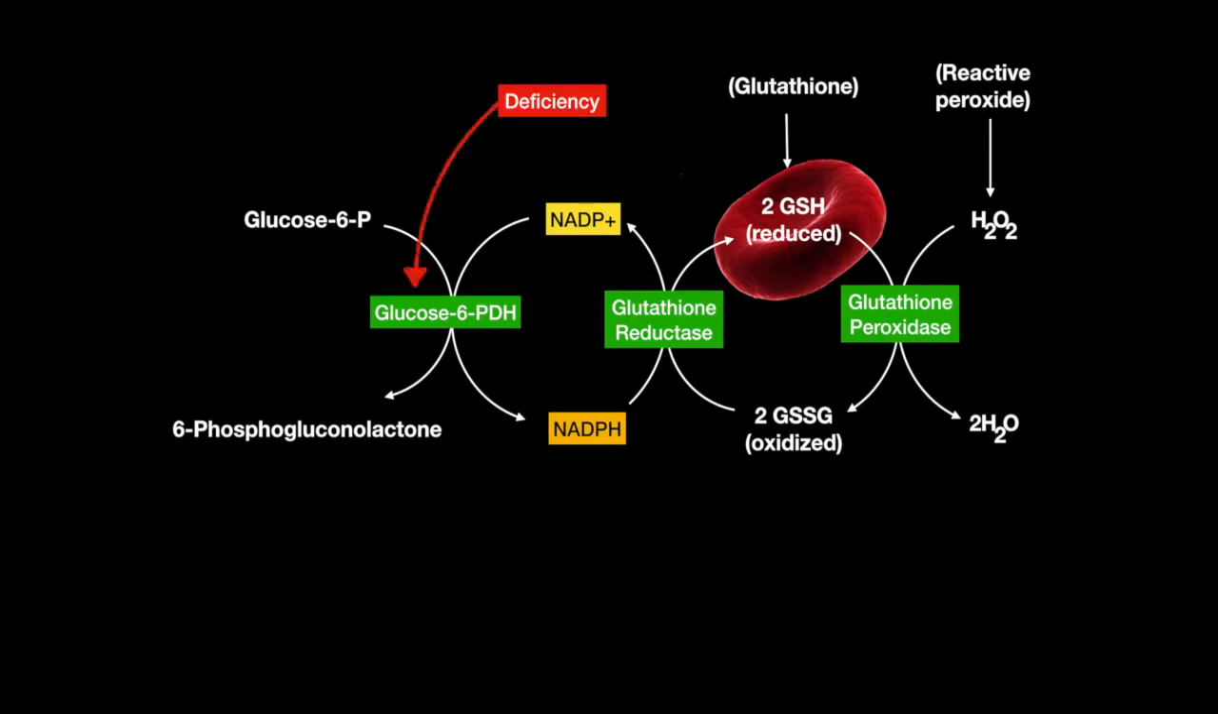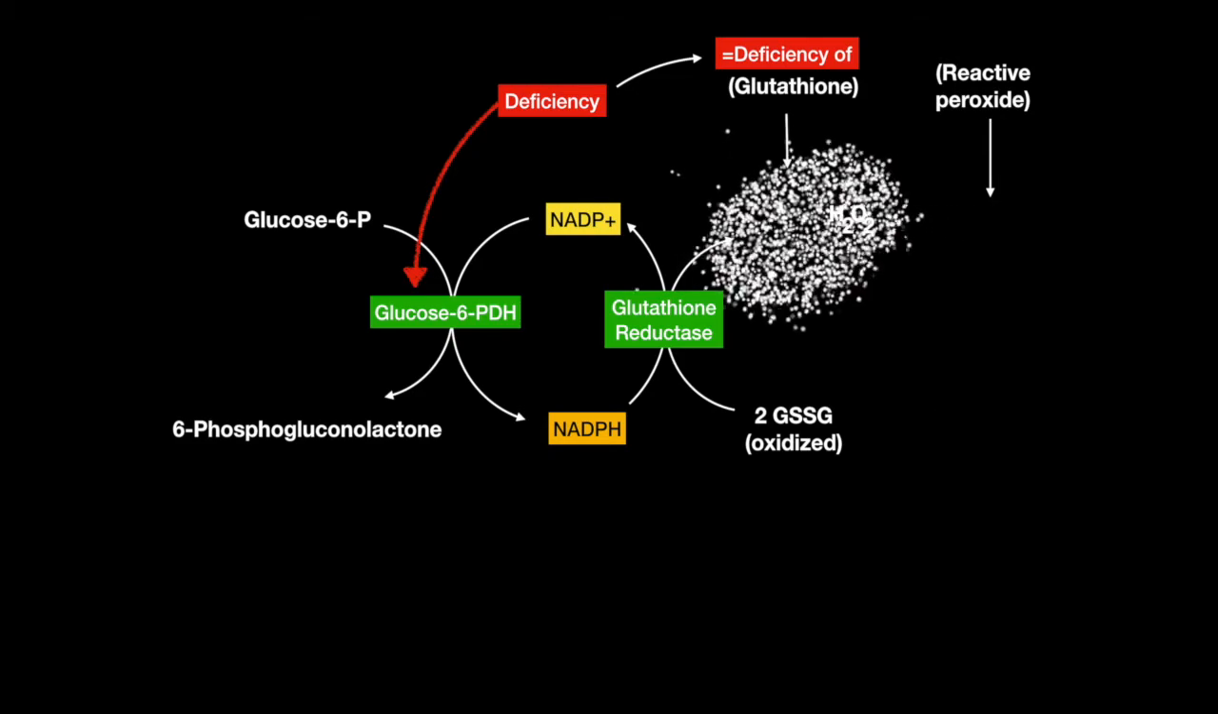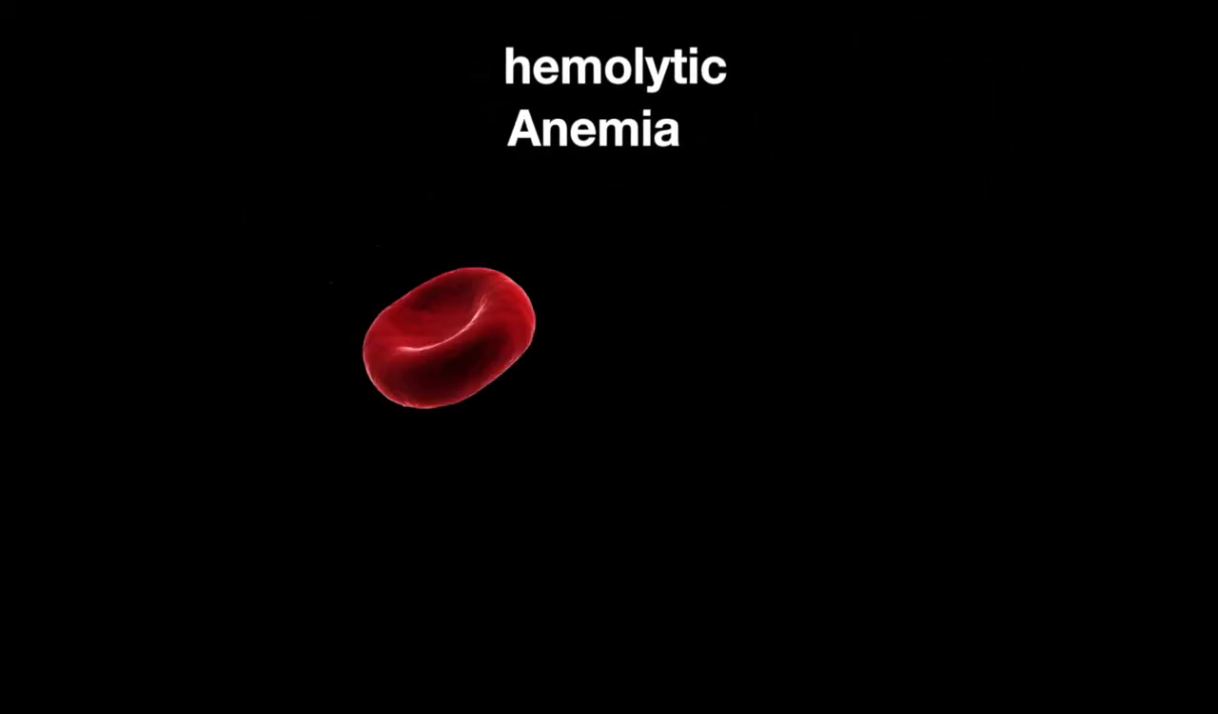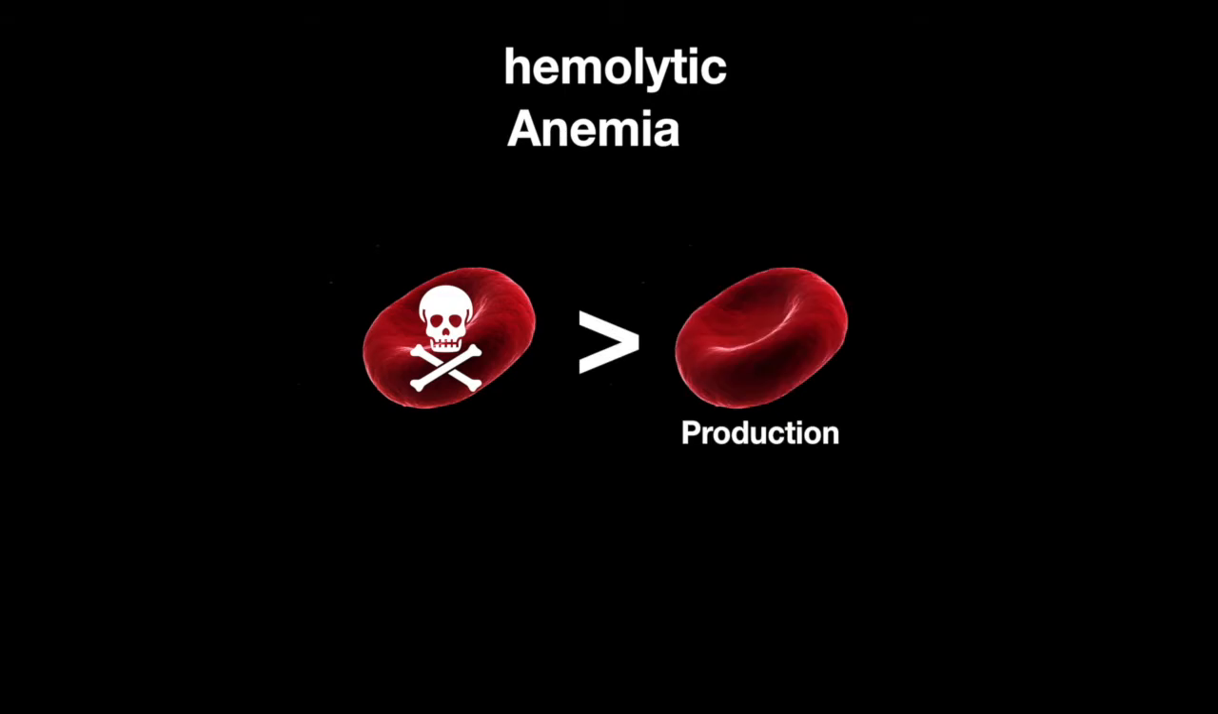Therefore, a deficiency of glucose-6-phosphate dehydrogenase results in a deficiency of glutathione, making the red blood cells not able to protect themselves from free radicals. This leads to hemolytic anemia, a condition in which the red blood cells are being destroyed faster than they can be produced.